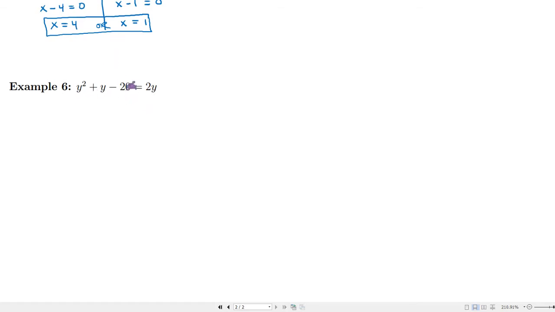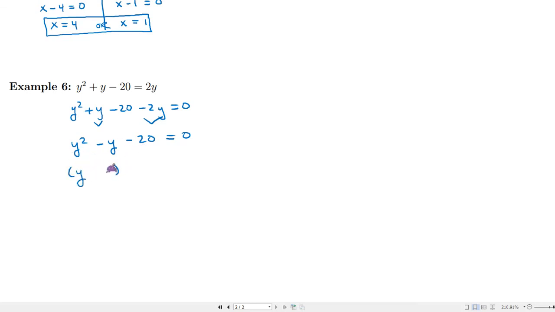So our next one is a little bit similar. We have y² + y − 20 = 2y. At the moment, we don't have something equal to 0, so we have to do some simplification. Let's subtract the 2y over here. So we'll have y² + y − 20 − 2y = 0. The y and the −2y will combine, so that'll leave us with y² − y − 20 = 0.